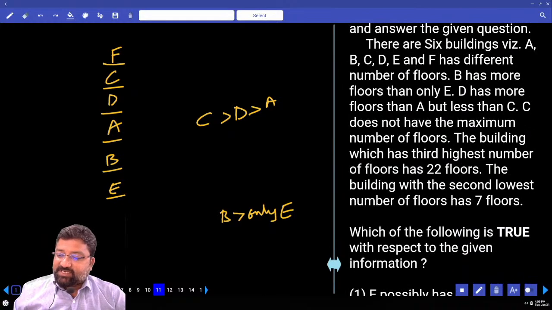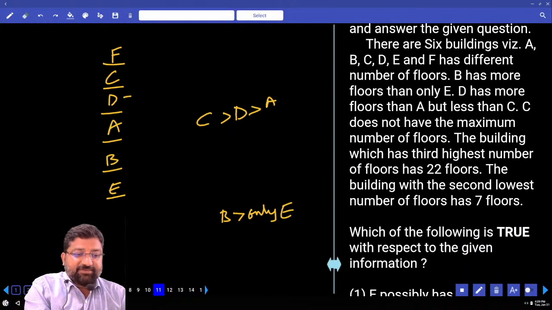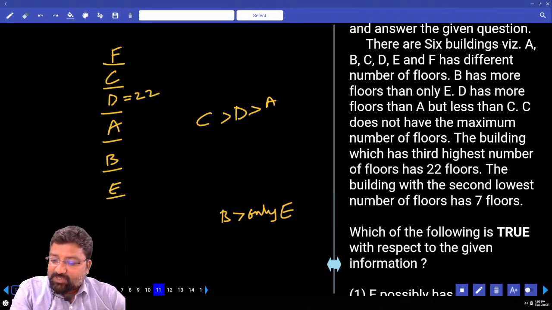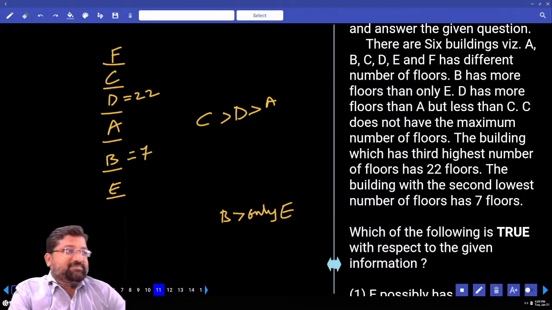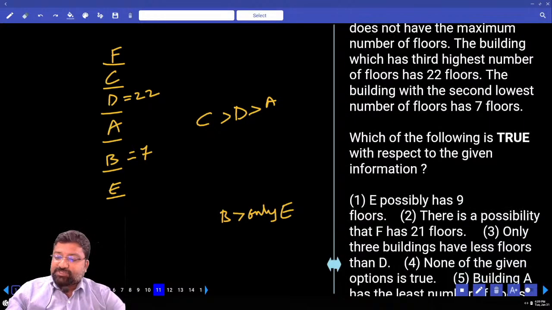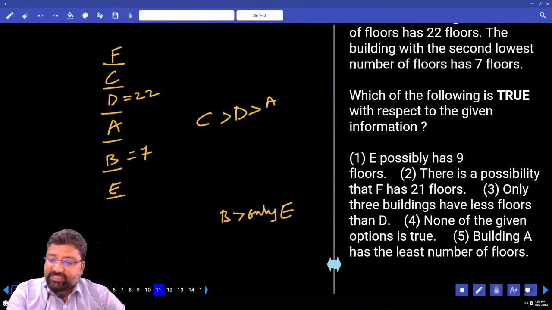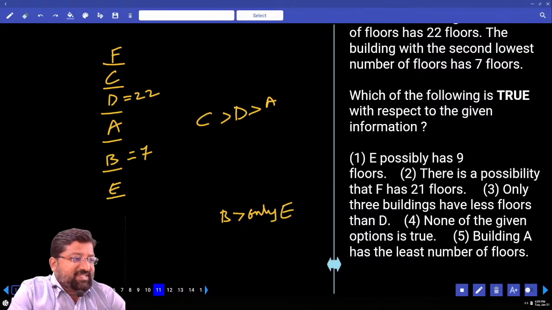The building which has the third highest number of floors has 22. Third is 22. The building with the second lowest number of floors has 7. Second lowest means B, right? 7. But the first question, which of the following is true with respect to the given information? E possibly has 9 floors. Does E have 9? No way. E will have less than 7.